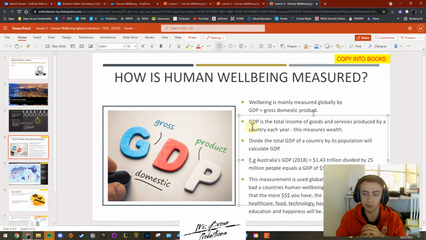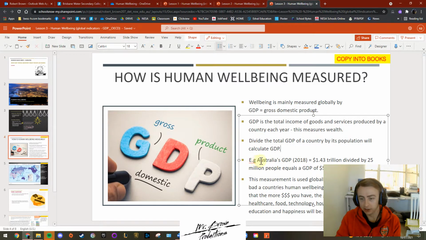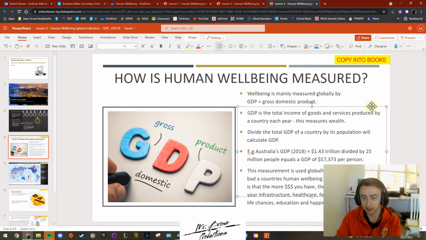So what this does is it measures wealth. How they work it out is they divide the total GDP of a country by its population, and that will calculate the GDP per person. So for example, Australia's GDP in 2018 was $1.43 trillion. And when we divide that by 25 million people, it equals a GDP of roughly $57,000 per person.